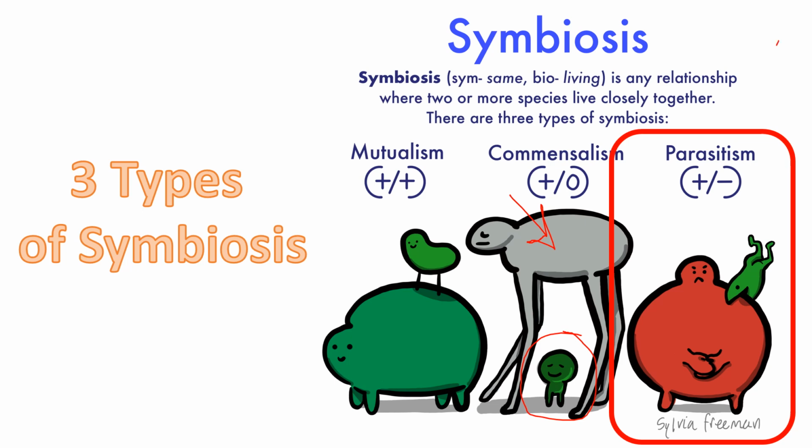So parasitism is where one organism hurts and harms the other one. There is a host, so this is our host, and this is our parasite, and the host provides food from its body and is harmed in the process.